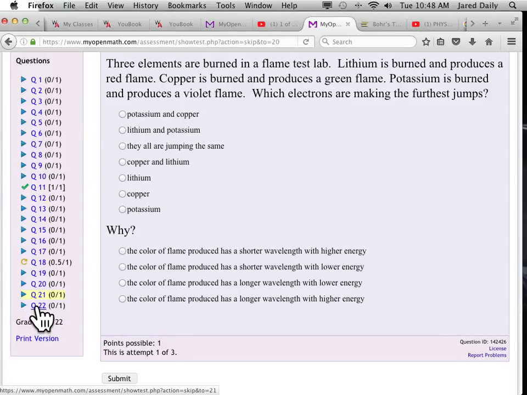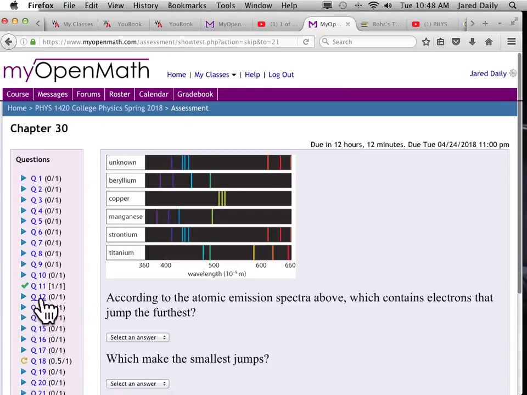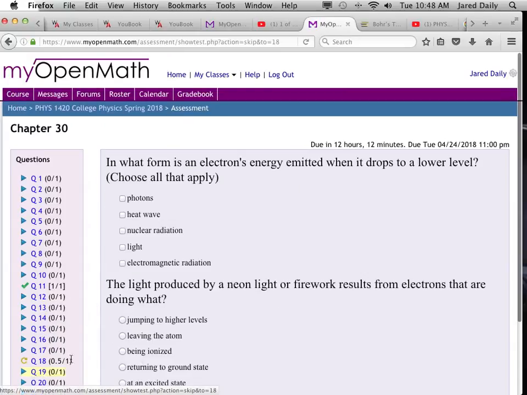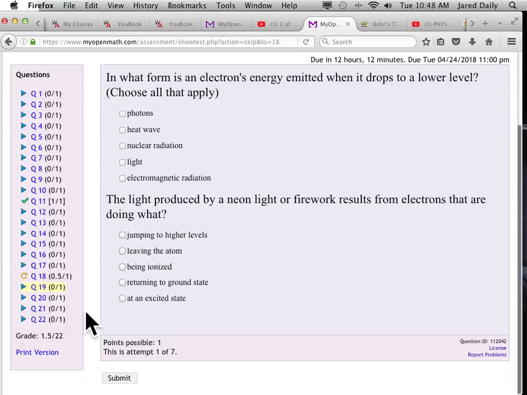Okay, so what comes out? Photons, light, electromagnetic radiation, all the same thing, right? It's not heat that comes out. A heat wave is actually a movement of material, air or water or something. And it's not nuclear radiation. We haven't learned about that yet.